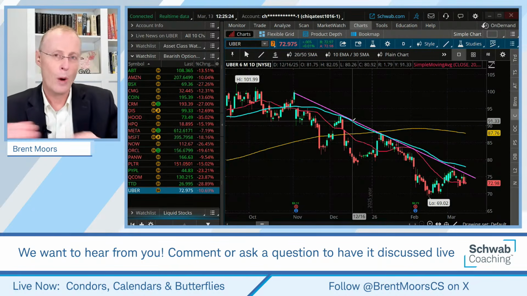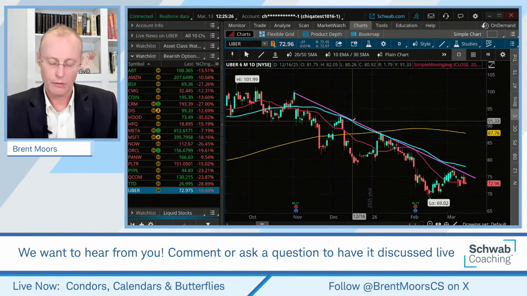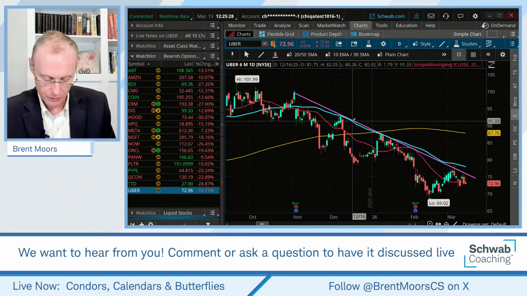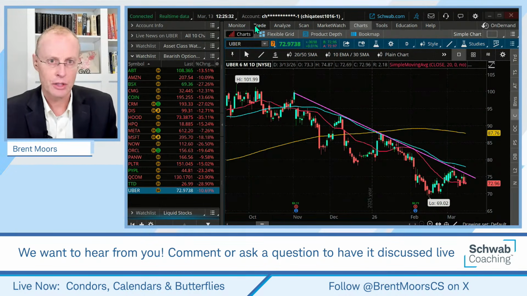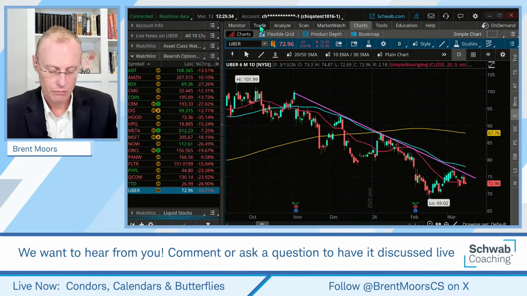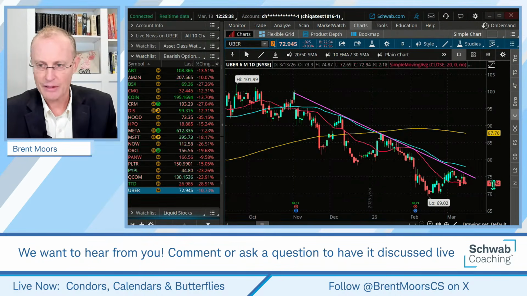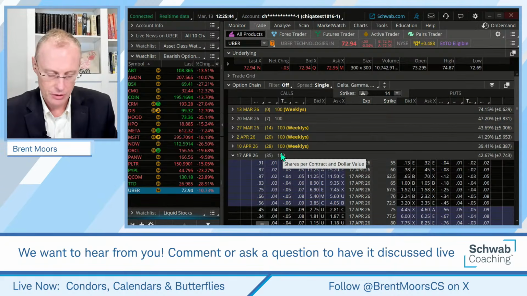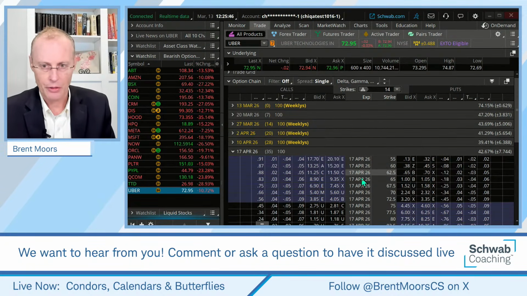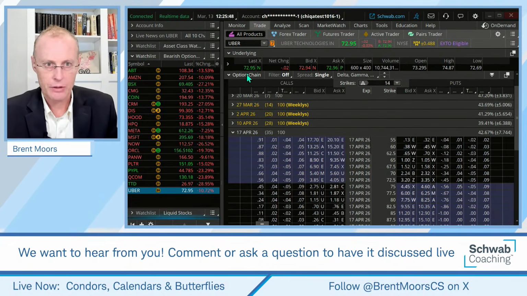You can also shift the width between the strikes. So let's do this. Let's start. We said we're at about 73 right now. I'm going to start with an iron condor, and again, I'm going to go out about a month on this.